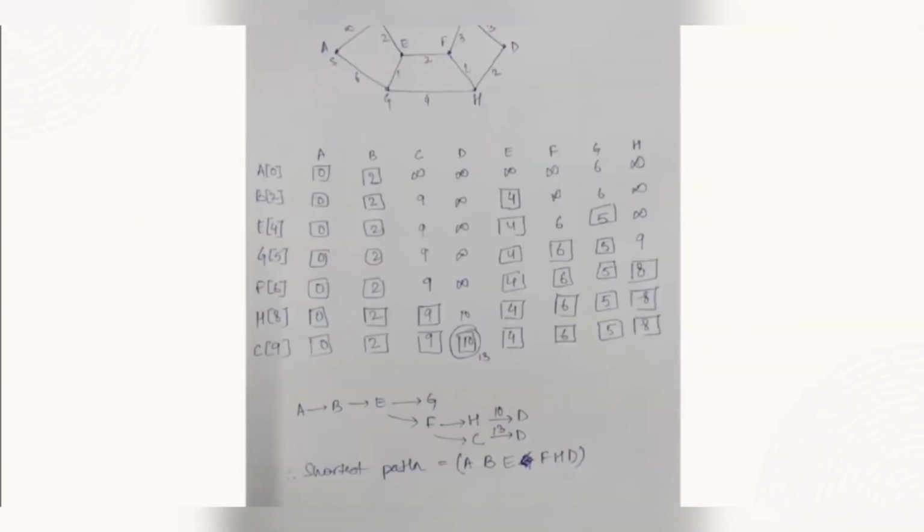This is an example. I solved this question using Dijkstra's algorithm. A is the source and D is the destination. This is the source and this is the destination. Our purpose is to find the shortest path, that is the path with the least cost. And by applying Dijkstra's algorithm, I have found the shortest path.